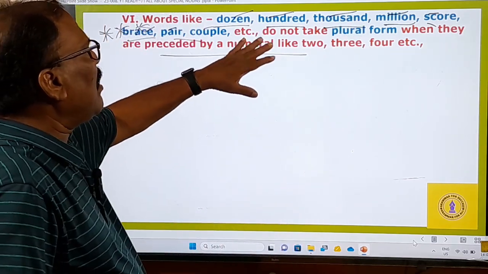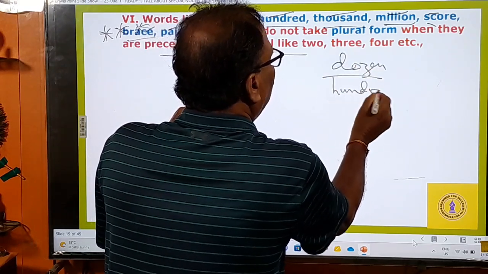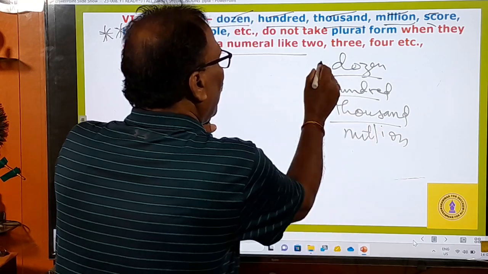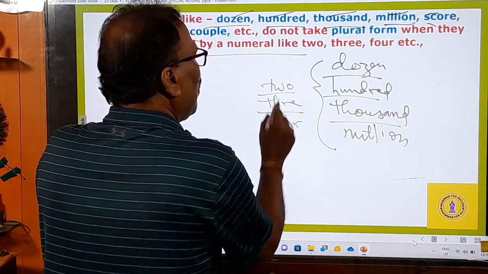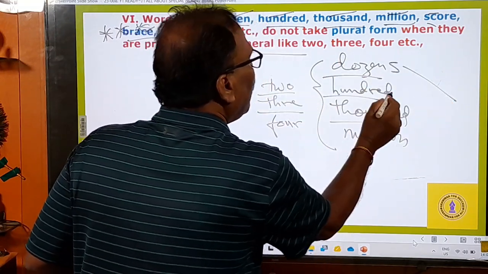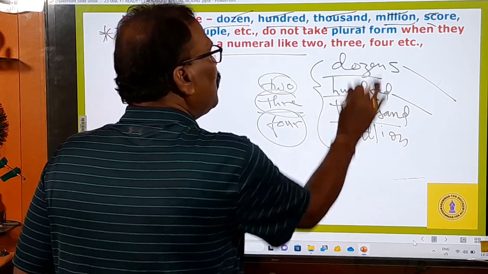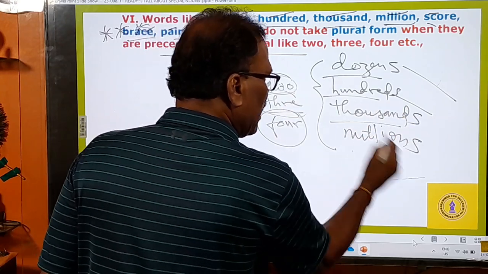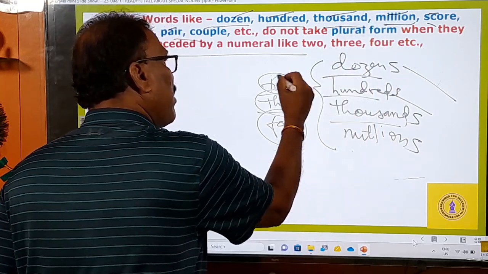Let me write here to make it clear: dozen, hundred, thousand, million. When they are preceded by two or three or four, they do not take plural form. Two dozens apples, 200 rupees, something like that. When they are preceded by numerals like 2, 3, 4, they do not take plural form. You cannot say 200s, 2,000s, 2 millions. Simply you can say dozens, hundreds, thousands, millions, but when they are preceded by these numerals, you cannot.